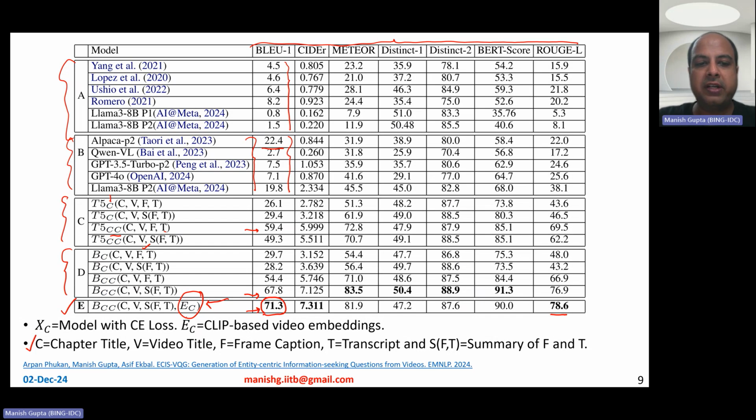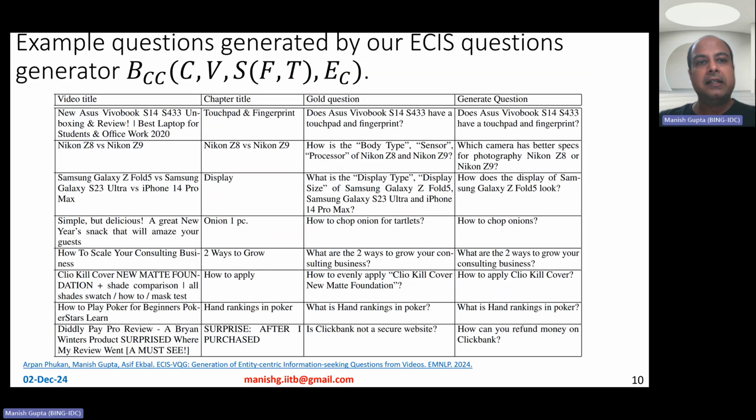Of course, if you do not give video embeddings, you still get reasonable results, especially good results in METEOR and BERT score. But the idea is that the BART model, specifically when provided the chapter title, video title, and a summary of frame captions and transcripts, leads to the best results. Video embeddings you may provide, you may not provide, you still get good results. But the other things, the chapter title, video title, and the summary of the frame captions and transcript, are a must. Okay.